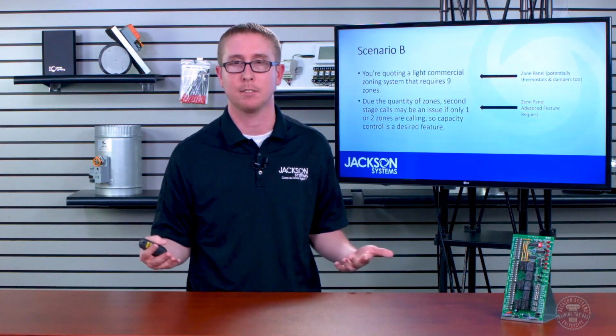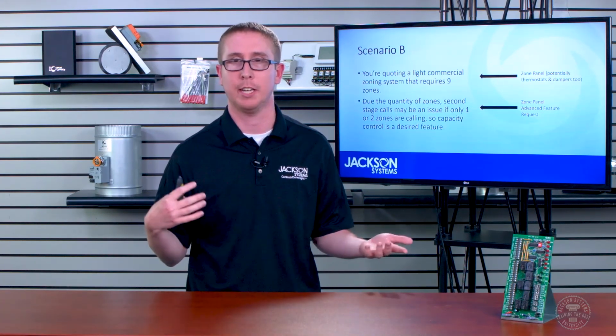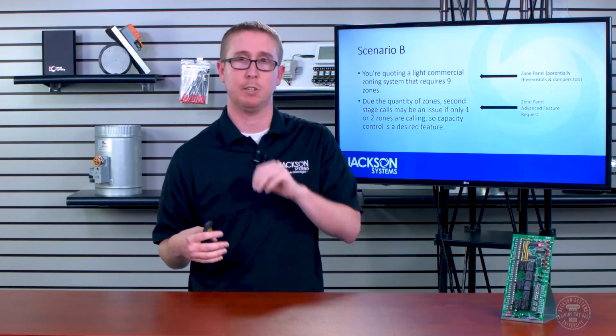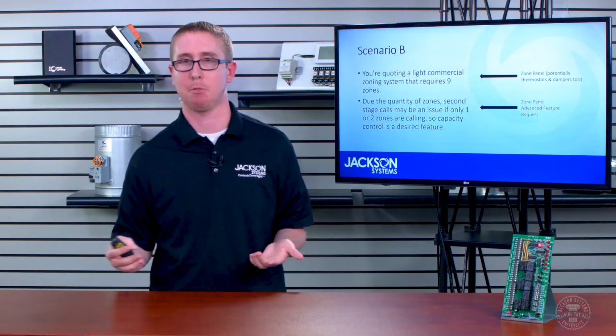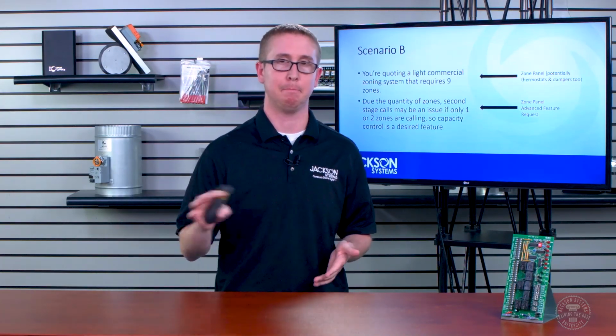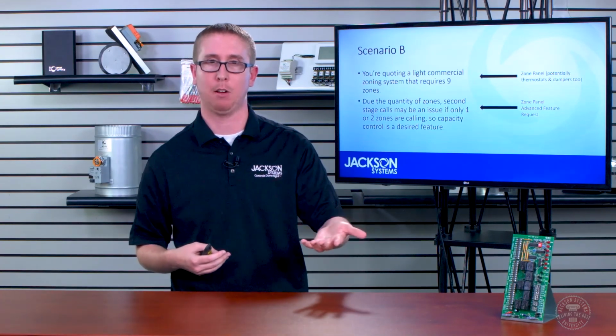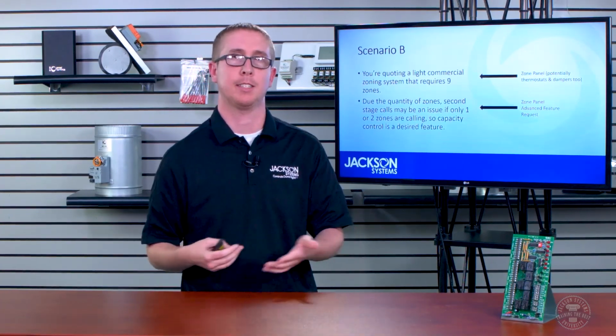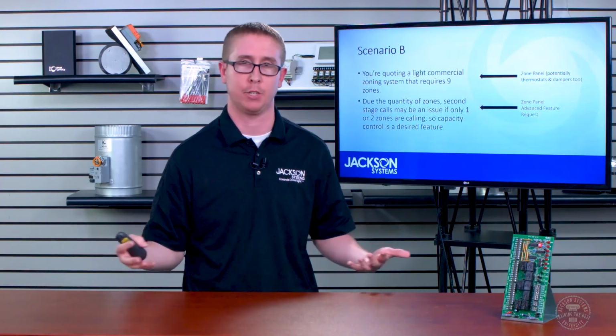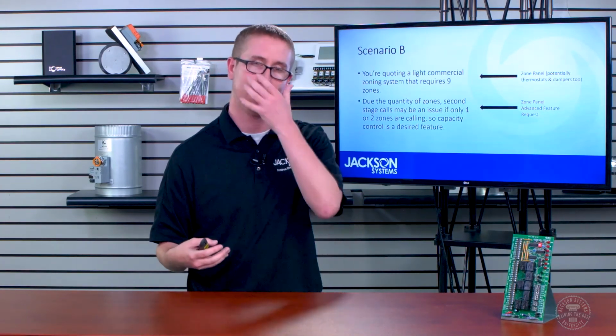So first and foremost, the 9-zone system is obviously going to influence what zone panel we choose. Also potentially thermostats and dampers. Obviously, if we have a lot of zones, we have a lot of thermostats and dampers. The quantity there may have an influence on what thermostat or damper we choose to install. The second one is another zone panel request. Basically, it's asking for a very specific special feature that they want their zone panel to be capable of.